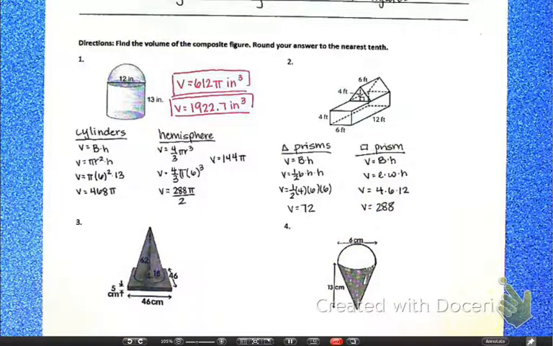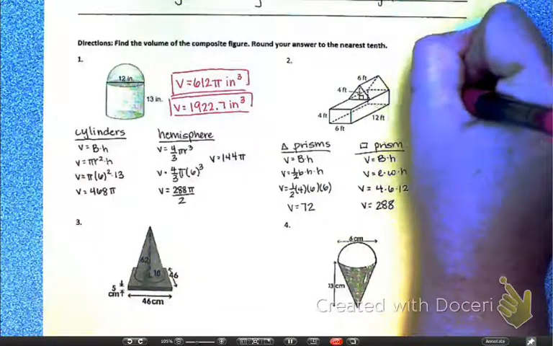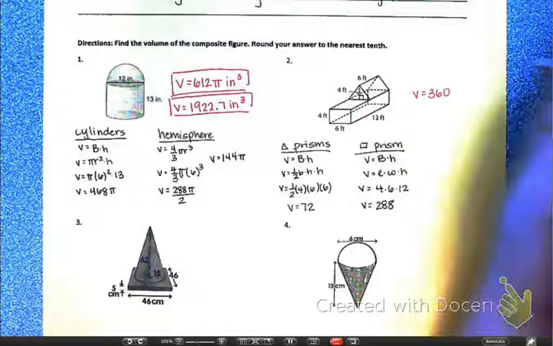So again, in this case, we're stacking the two together, so we're going to add the two volumes. 288 plus that 72. 360 feet cubed.